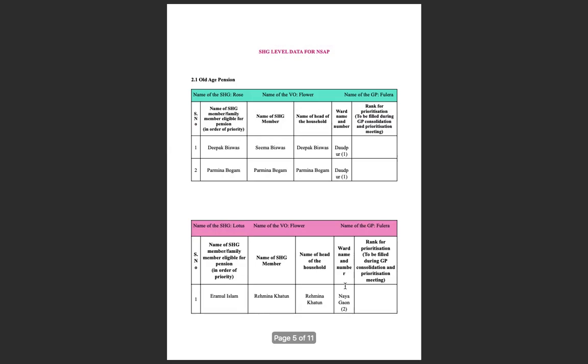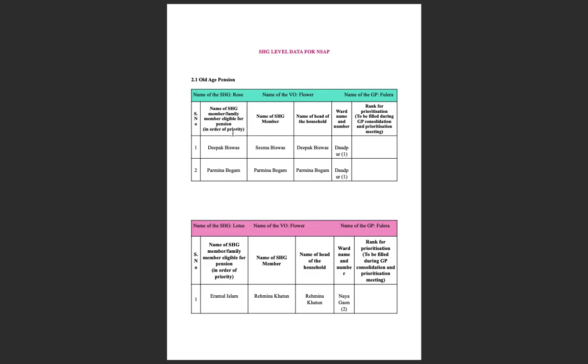Now I will move on and show you how to fill the SHG level data for NSAP. I have only taken old age pension as an example. In a similar way, you can fill the data for widow pension as well as disability pension. So the name of the SHG is Rose, the VO being Flower, and the GP being Fulera. Here there are 5 columns. Serial number being the first one, name of SHG member, family member eligible for pension being the second one.